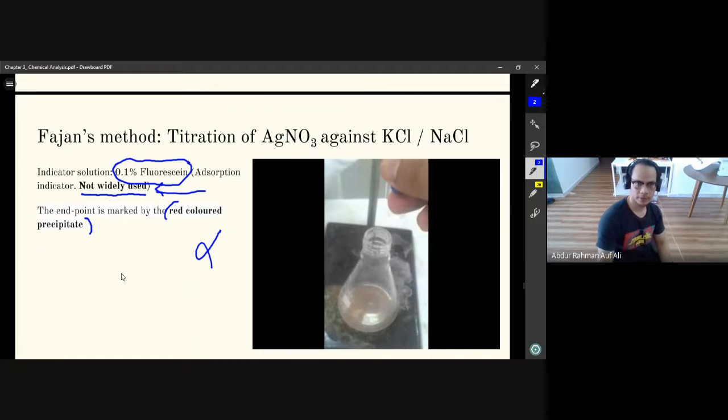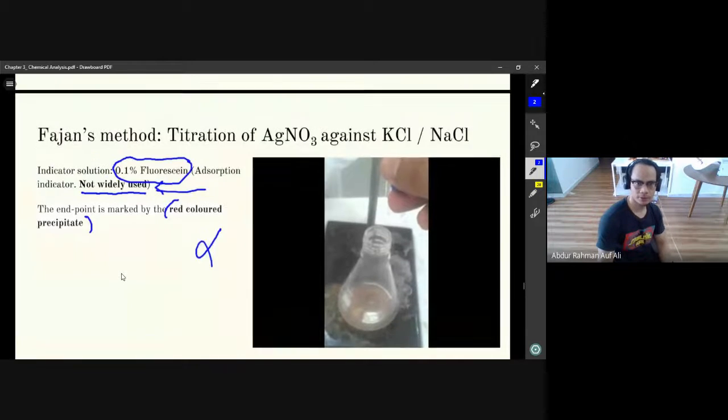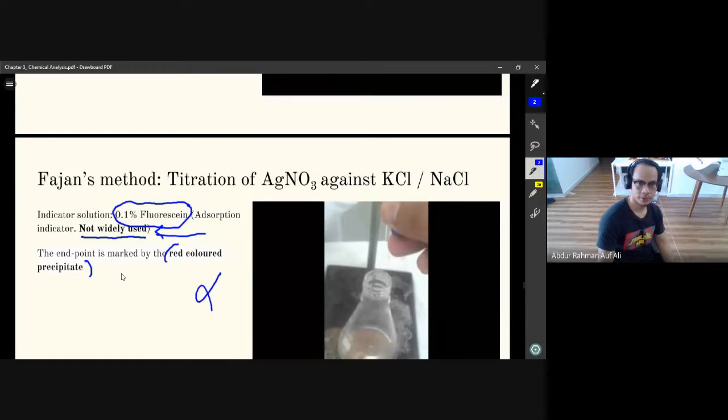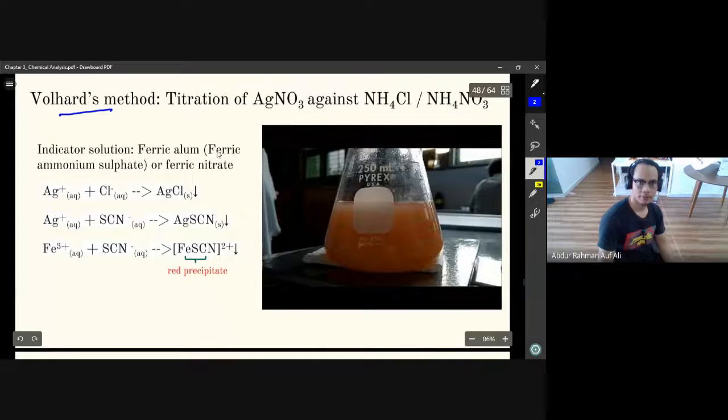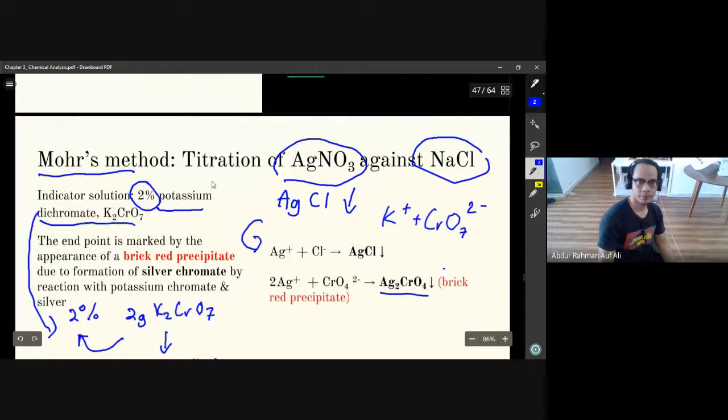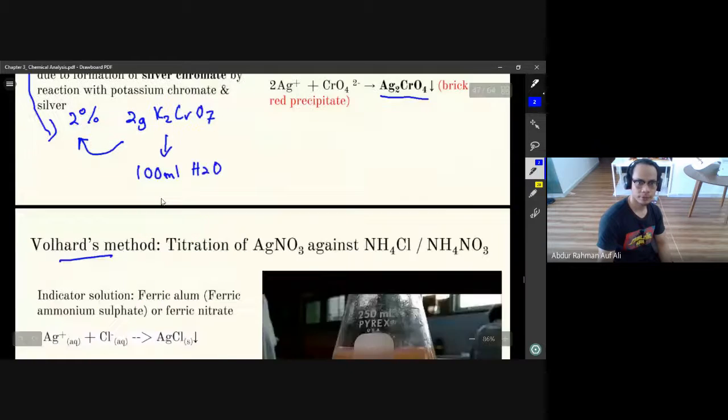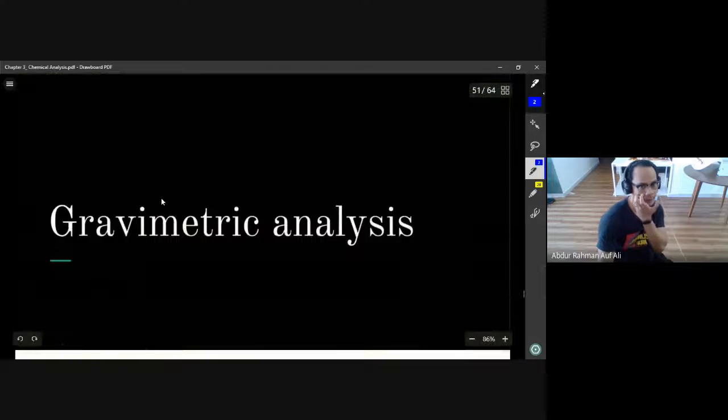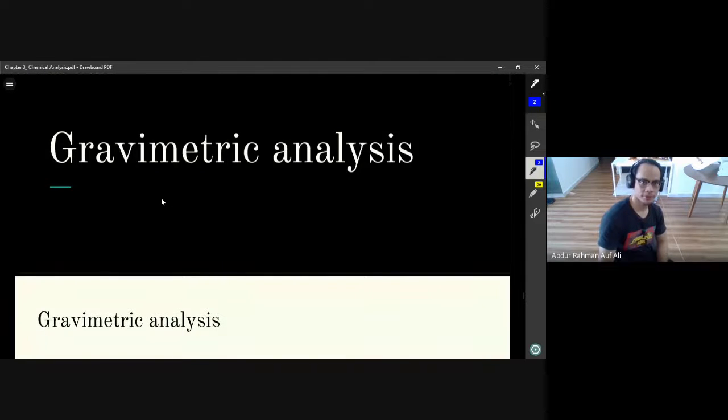Okay, so these are the three indicator solutions in precipitation titration: 0.1% fluorescein, ferric ammonium sulfate or ferric nitrate, and 2% potassium dichromate. Okay, and that's it for the three types of titration.